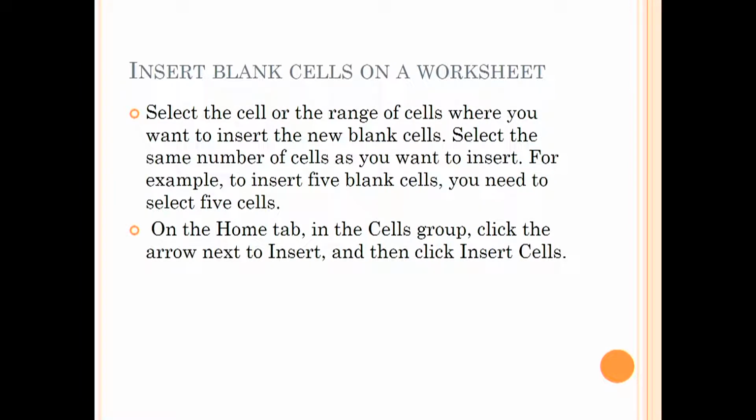Select the cell or the range of cells where you want to insert the new blank cell. Select the same number of cells as you want to insert. For example, to insert 5 blank cells, you need to select 5 cells. Now on the Home tab, in the Cells group, click the arrow next to Insert and then click Insert Cells. So that is how we insert cells.